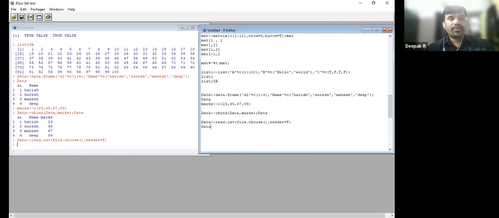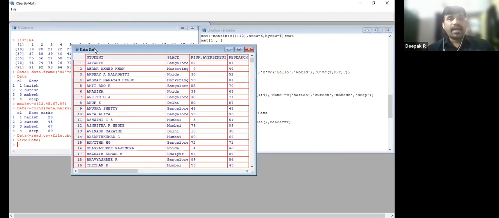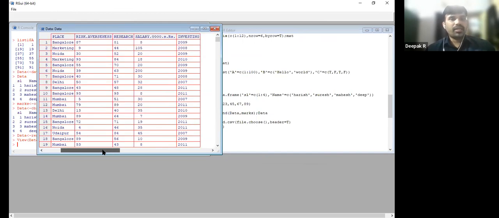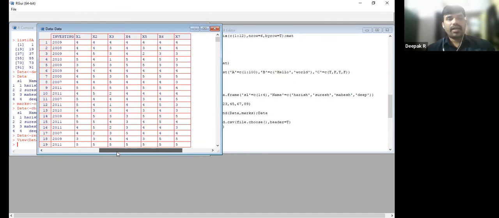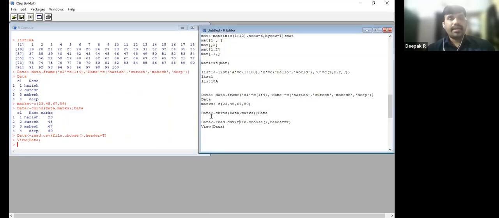So if I have captured this data, you will notice that if I go to view data, I have the investor names here. I am asking in terms of risk averseness, research, salary, investing, and I have asked certain questions with respect to various parameters. Since the data is there, I should first understand this data and then proceed further.